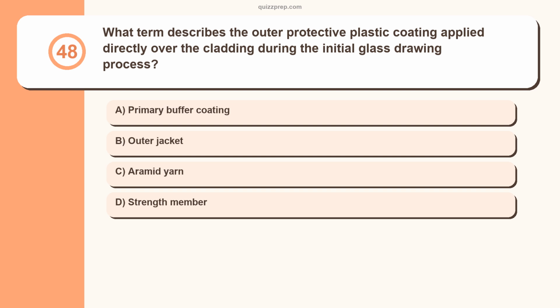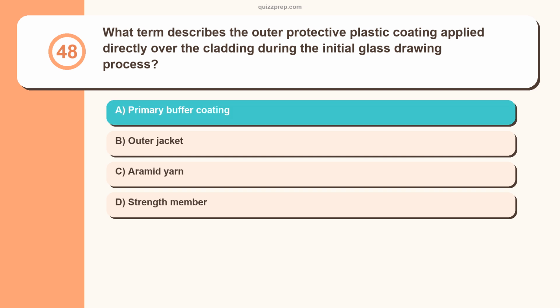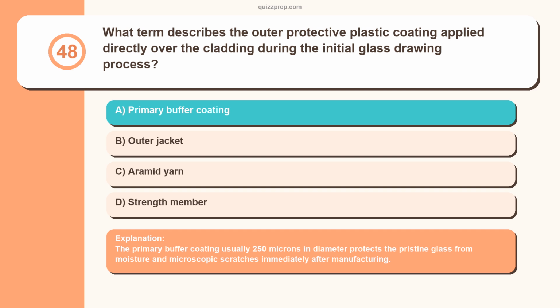Question 48. What term describes the outer protective plastic coating applied directly over the cladding during the initial glass drawing process? Primary buffer coating, outer jacket, aramid yarn, strength member. The primary buffer coating, usually 250 microns in diameter, protects the pristine glass from moisture and microscopic scratches immediately after manufacturing.